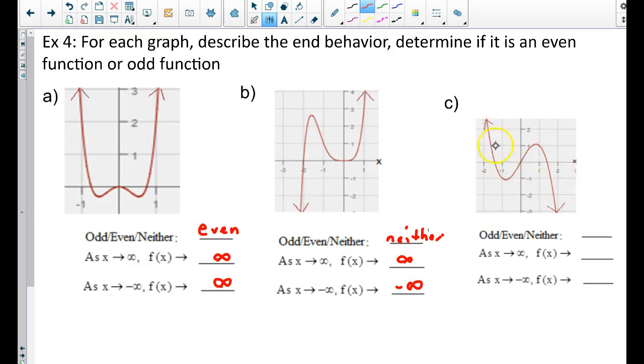Now the next one. This is symmetric with respect to the origin, so it's odd. As you go to the right, it's going down. And as you go to the left, you're going up. Next page.